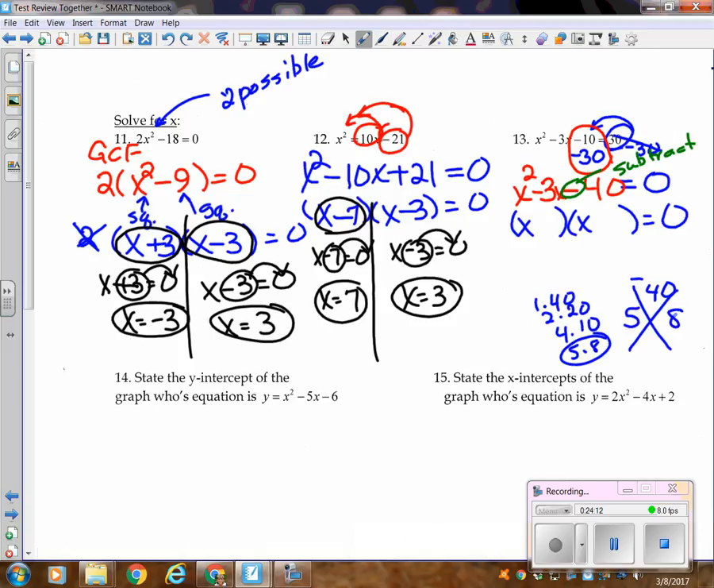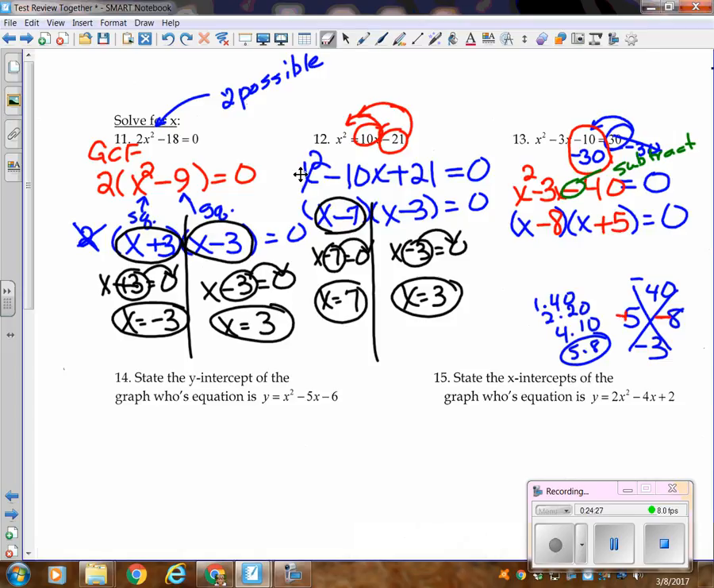So if we do a 5 and an 8, we're trying to get negative 3. The bigger number wins the middle sign. Bigger number is 8, so 8 is negative, negative 8, positive 5. That's the way it's got to be to make it work.